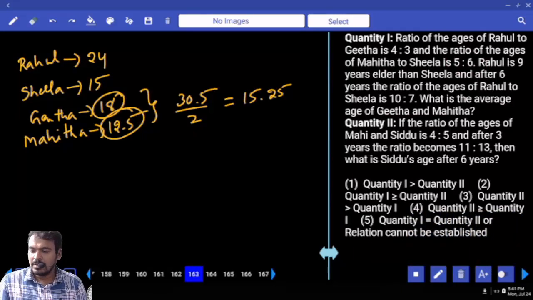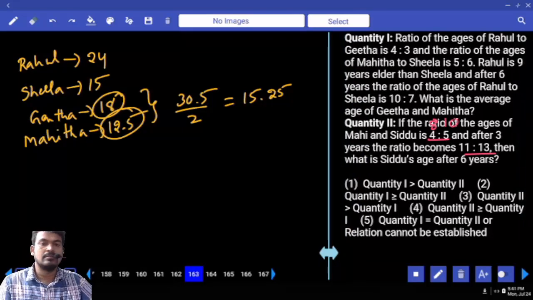Quantity. If the ratio of the ages of Mahi and Sidhu is 4:5 and after 3 years the ratio becomes 11:13, then what is Sidhu's age after 6 years? Present difference is 1 part but future difference is 2 parts. Then the present ratio can also be written as 8:10, and each one has increased by how many parts? 3 parts. 3 parts are 3 years.